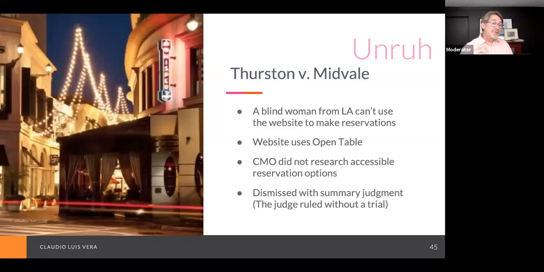But it never even went to trial. What happened is that the judge dismissed it with a summary judgment, said, okay, just based on what I'm seeing here, I'm going to judge this without a trial, with prejudice, and find for the plaintiff here, and the restaurant is guilty of discriminating. This was, I think, 1 or 2 years ago. I believe the restaurant is shut down and doesn't exist anymore.